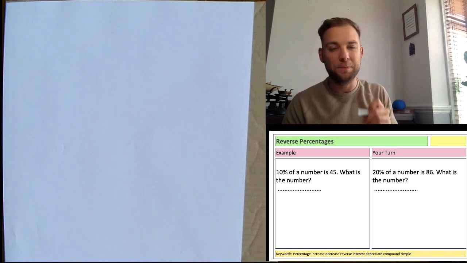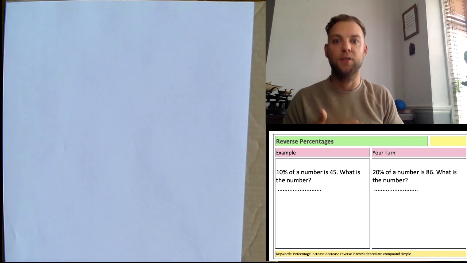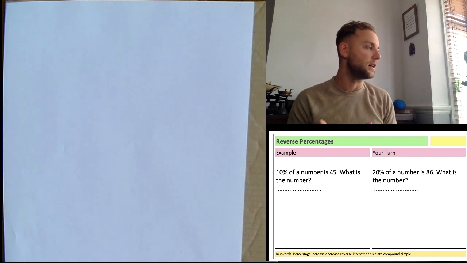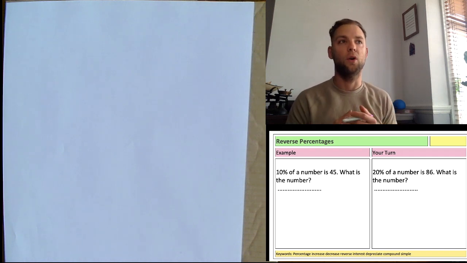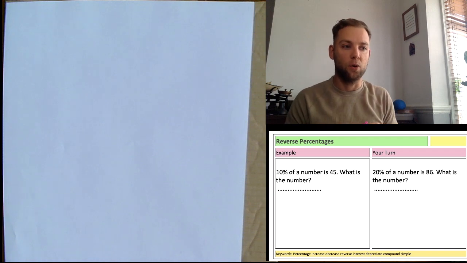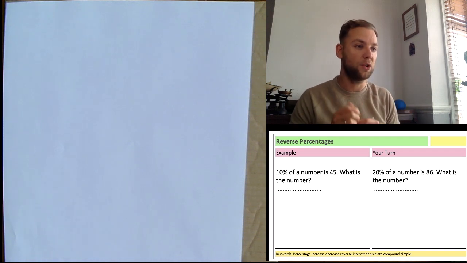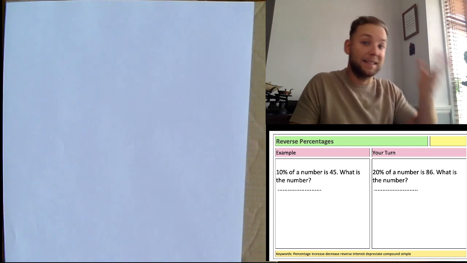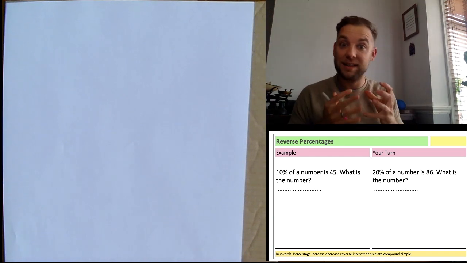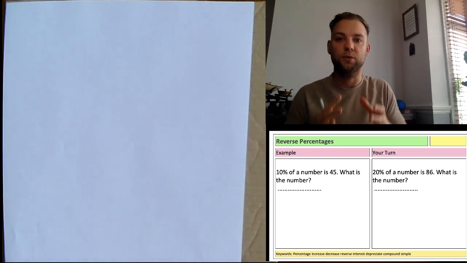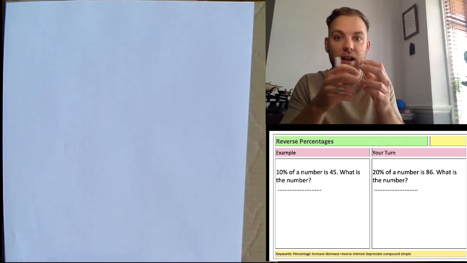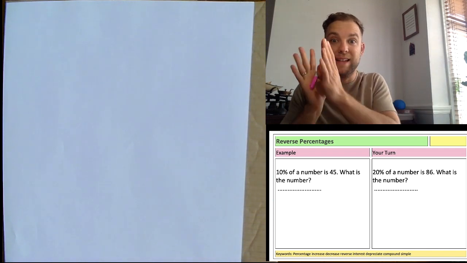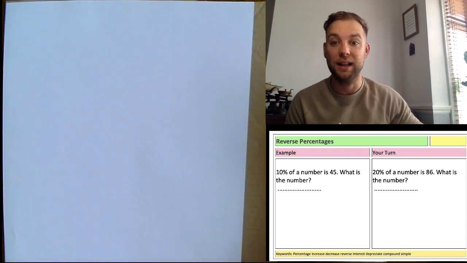So, with reverse percentage questions, you're always looking for things which are in the past, so be careful. You're always looking for things which are saying something along the lines of what was it before, or what was it previously. Let's have a look at this first case. 10% of a number is 45. What is the number originally? Understanding that is the starting point of this question. You've got to understand that you're not trying to find 10% of 45 in this case. You know that 10% of the number is 45, and that's really important.